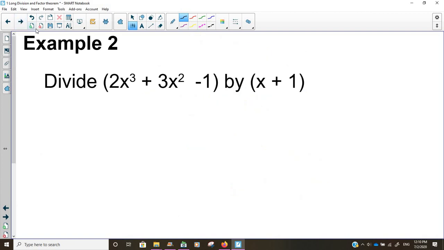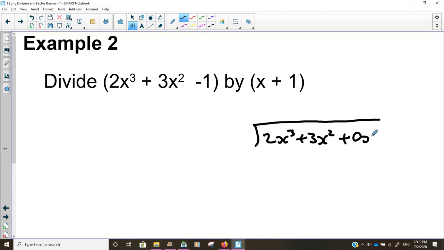Okay, let's take a look at another example. So again, let's start off by drawing the bus stop. And this time you'll notice we don't have an x term, but we still need that column. So what I'm going to do is to write 2x cubed plus 3x squared, and I'm going to put in a 0x column. Okay, so 0x is just 0. Okay, and then a minus 1.